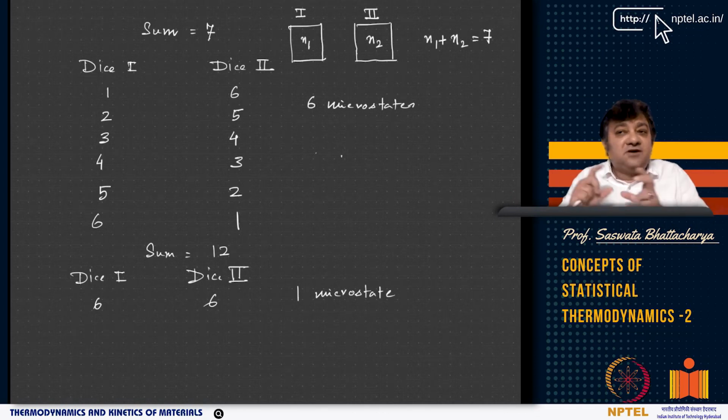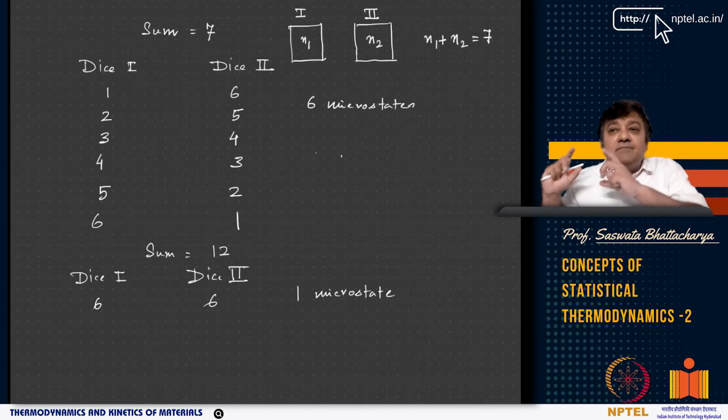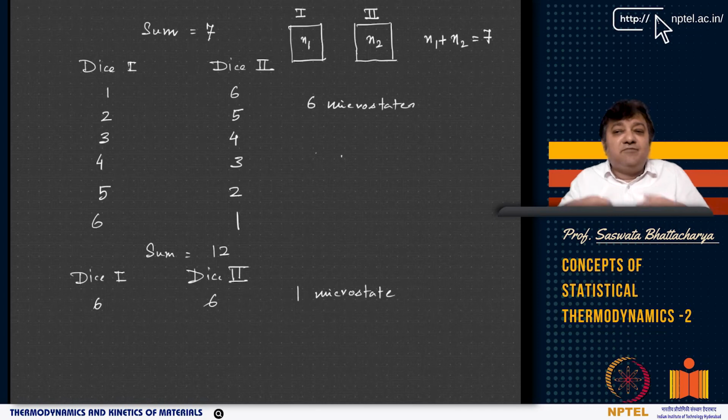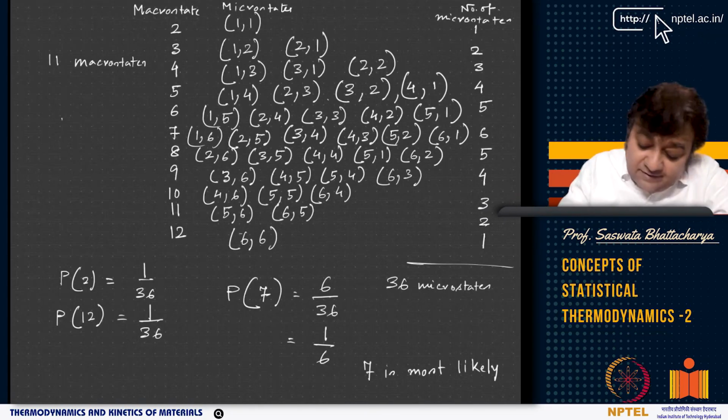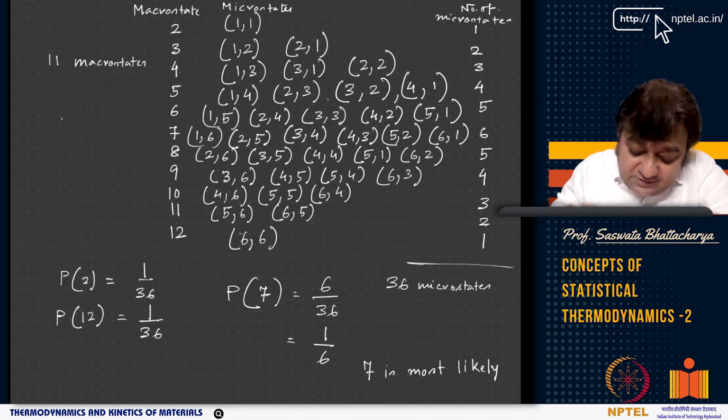The number of microstates is not the same for all macrostates. Some macrostates have more microstates and some have very few. So if I look at this, what are the macrostates possible?